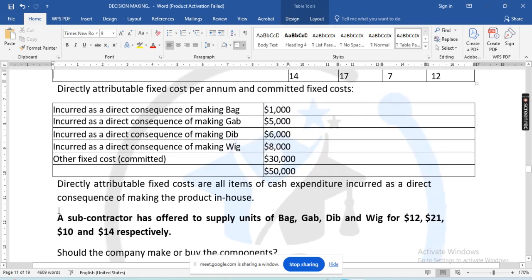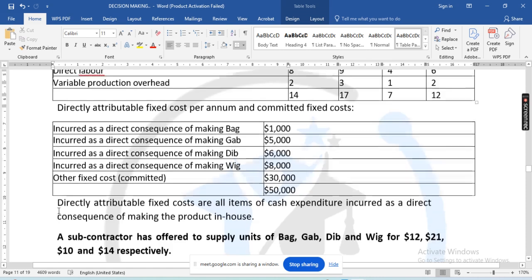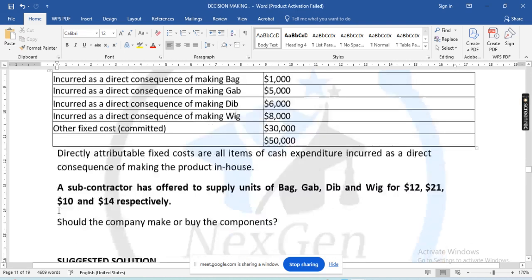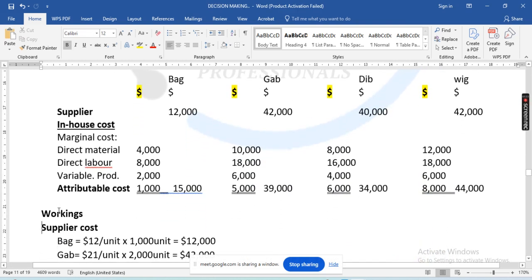And say, oh, this is committed cost. Why is it that they did not apportion the committed cost? Why? It is because it does not form part of the what? It is a sunk cost. It does not form part of the making of bag, gap, deep and wig. It's not a relevant cost. It is not attributable to what? The making of this what? The full product. That is why it is excluded in our calculation. I hope we get that.